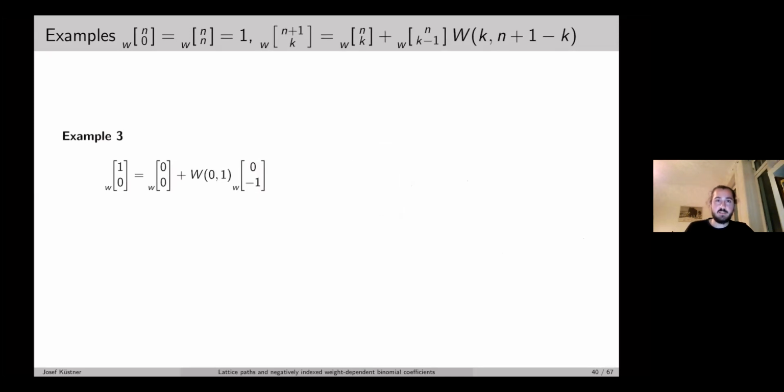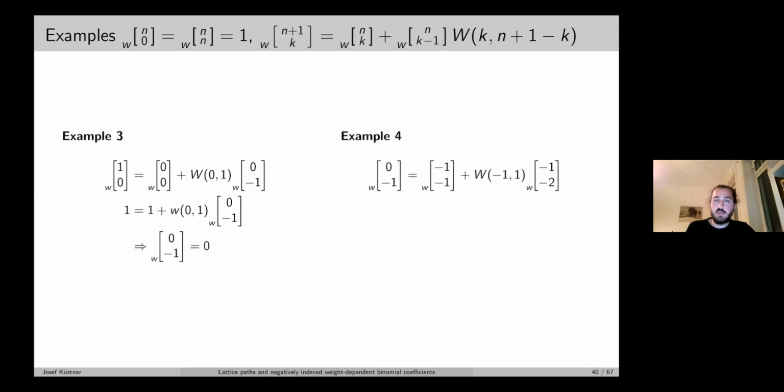Example 3 now gets, so 1 choose 0 is 1, 0 choose 0 is 1, and we can compute 0 choose minus 1, which is 0 now. And example 4, we know that 0 choose minus 1 is 0. We know that minus 1 choose minus 1 is 1 from the initial conditions.